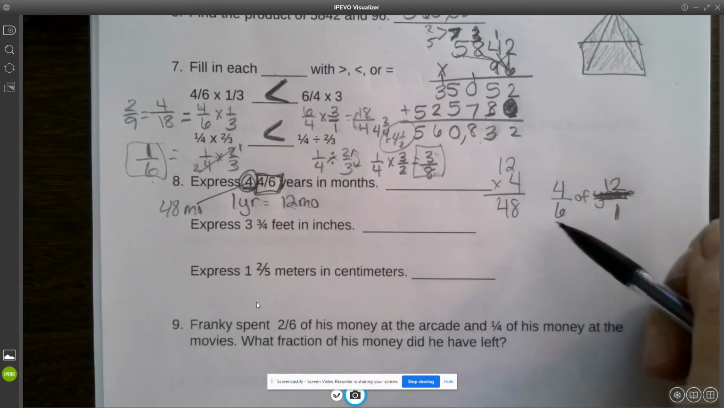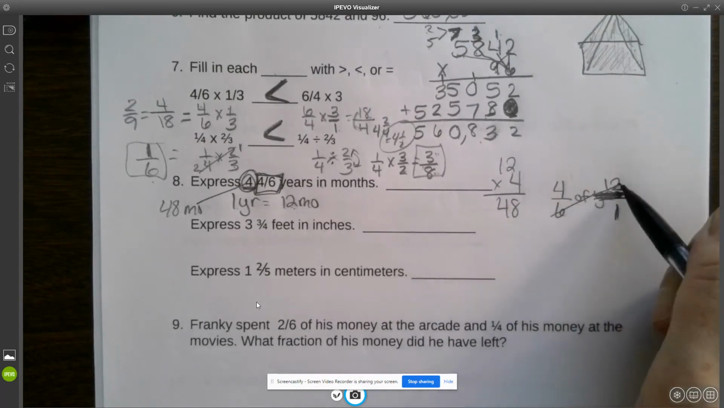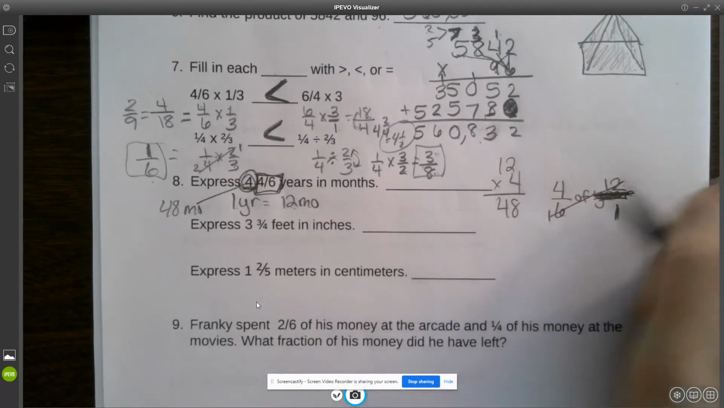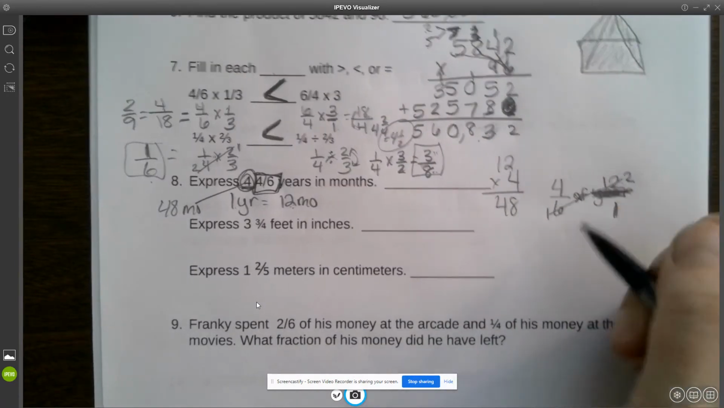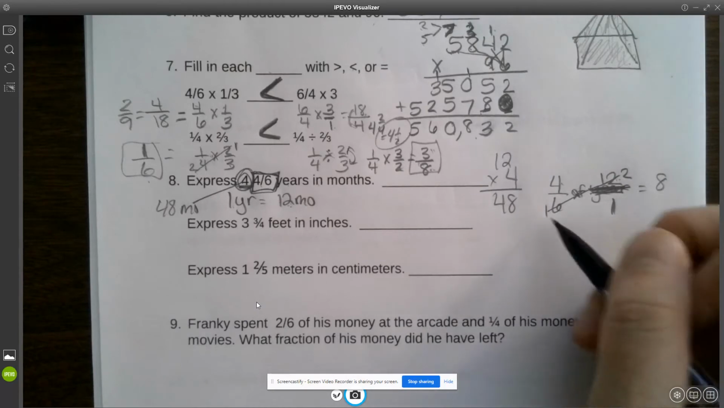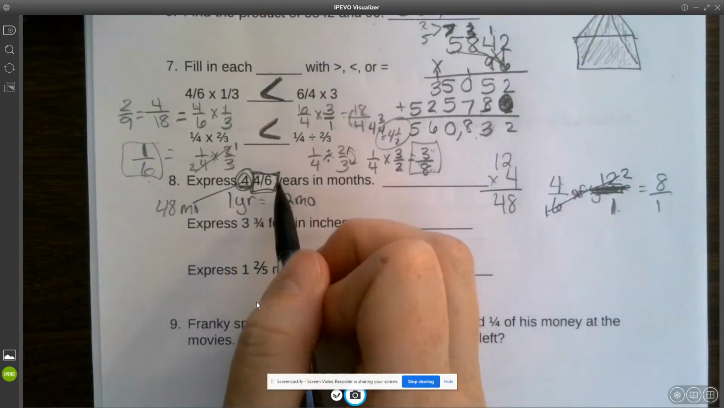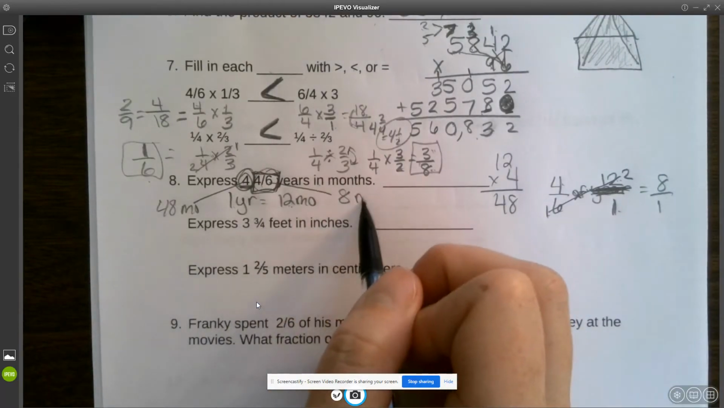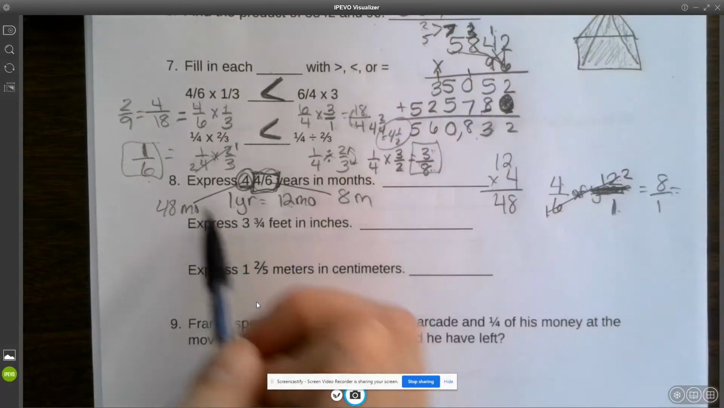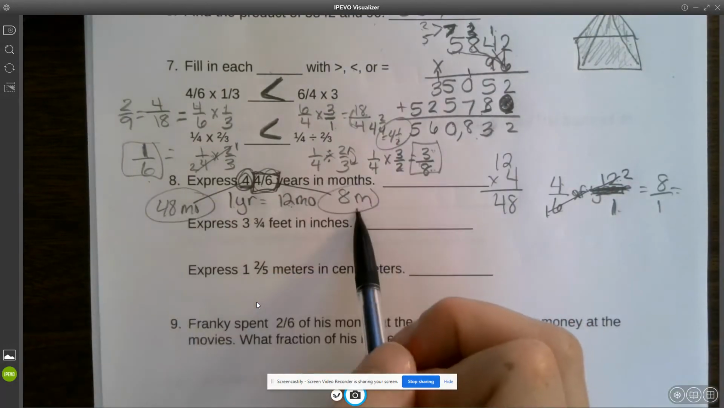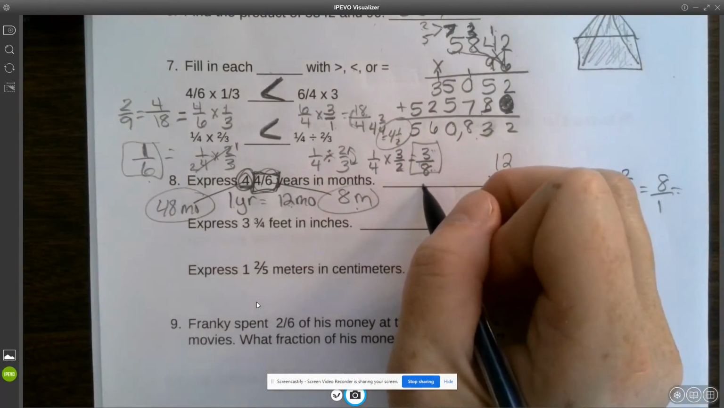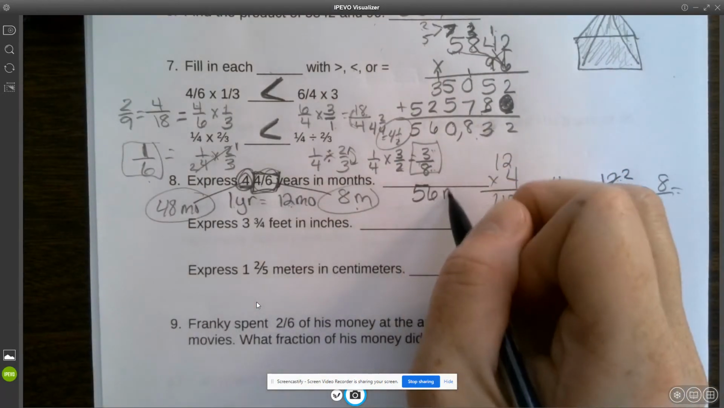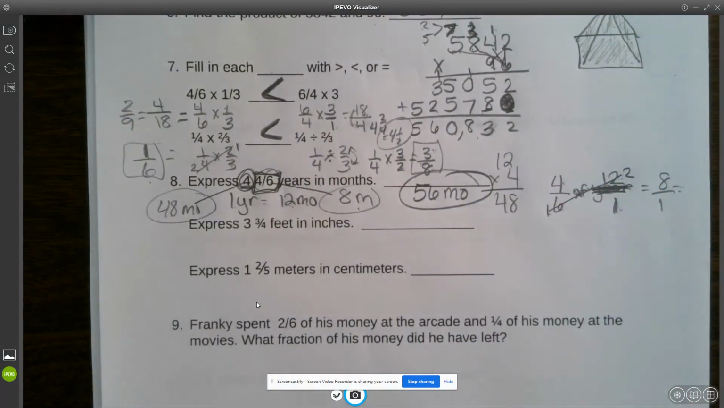I can see there, I can cross reduce here. They both divide by 6, giving 1 and 2. Now I can multiply across, because of means times. 4 times 2 is 8. 1 times 1 is 1. So this right here is equal to 8 months. Add these two together, so 48 plus 8, and we get 56. This is 56 months.